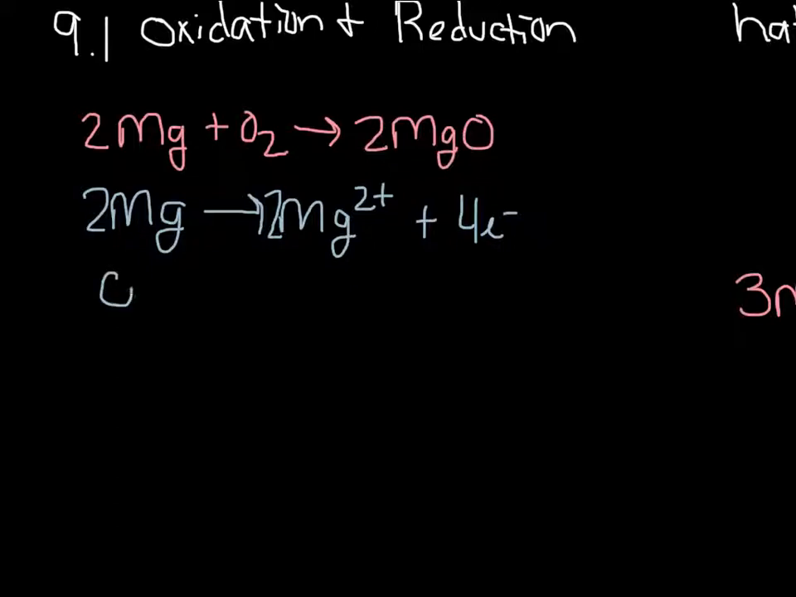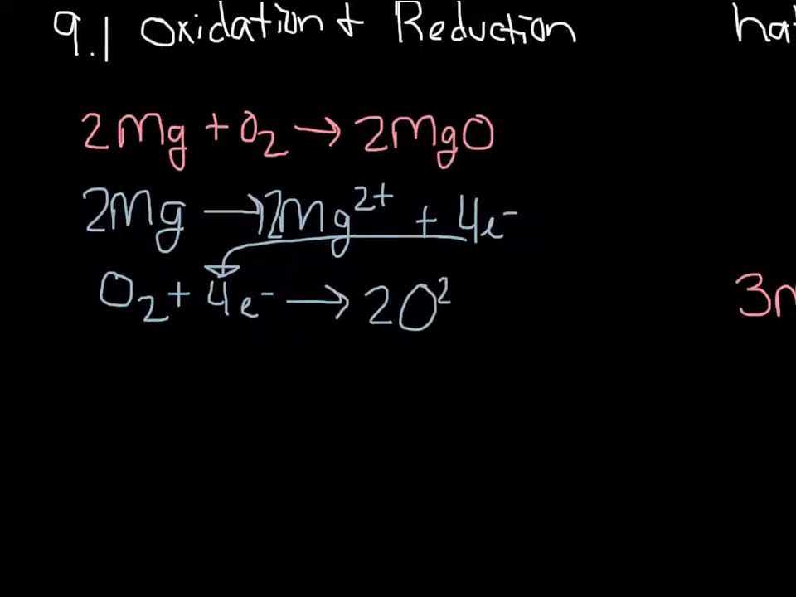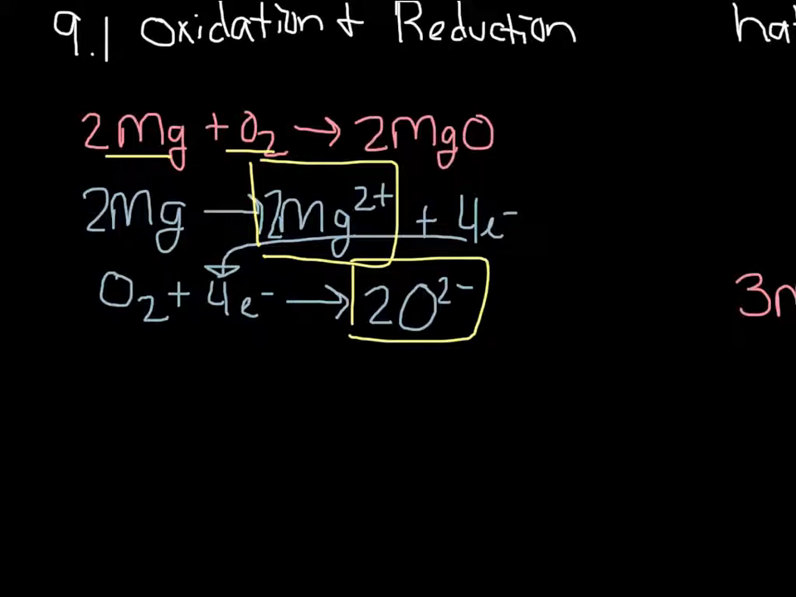Oxygen. We know oxygen is going to become a negative based on its situation within an ionic compound. Therefore, it's going to take those 4 electrons. So we have oxygen plus 4 electrons to make 2 oxide ions, 2 negative oxygens. Then from this, you can identify that we have made our ions. That means from 2 elements, we have transferred electrons to make a compound. And that is what a redox reaction looks like.